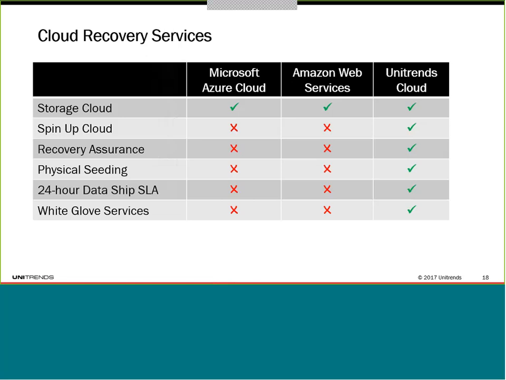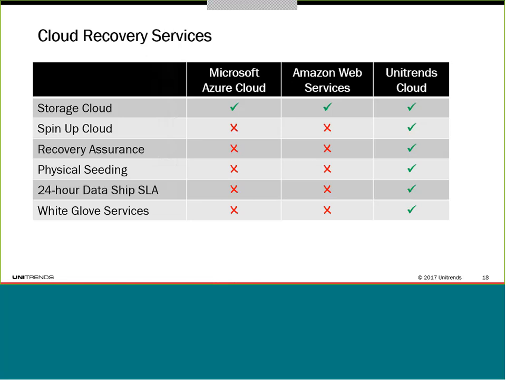The other thing that Unitrends Cloud can do is physical seeding. And this is really to minimize the amount of time it takes you to set up a cloud recovery site. You can ship us some media that has terabytes and terabytes of data, and we can then use that to set up your long-term retention as well as your recovery. This saves a lot of time, and it also minimizes the impact on your network.